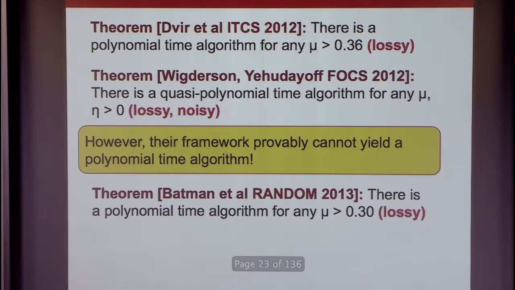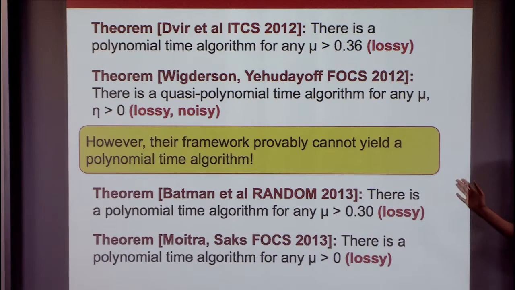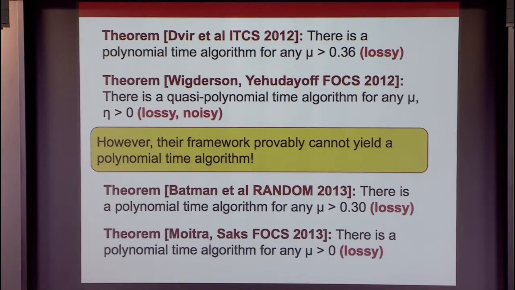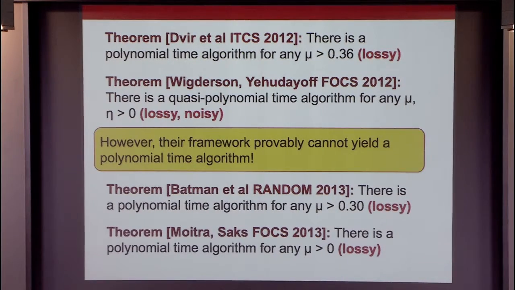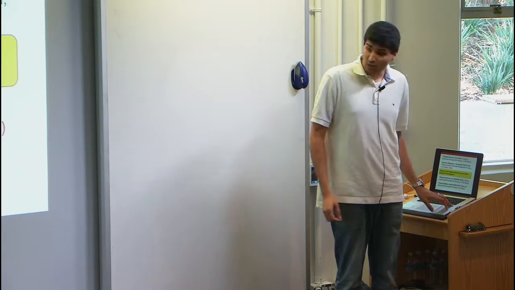There was a better analysis by Batman et al., which got 30%, and what I'll be telling you about is going all the way down to 1%. So for any constant mu, even if you just preserve 1%, you can recover the description of the population. And actually the techniques will be some combination of spectral and complex analysis, and I think there's a lot of interesting stuff here left to explore, so I'll say more about that later.